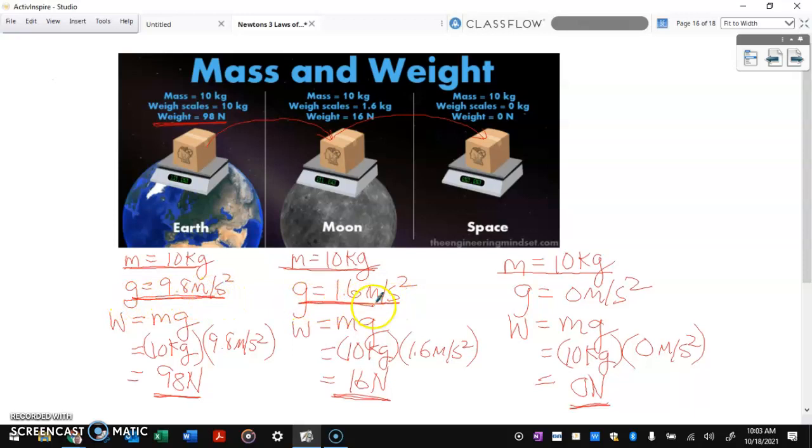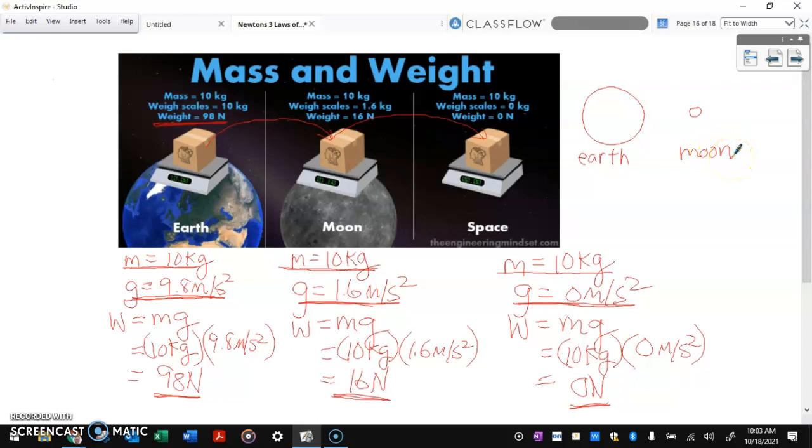Gravity does change. And remember that the gravity of the Earth compared to the moon, compared to space, depends upon how large the object is. How large the object is will determine the gravity. So if we look at the Earth, here is Earth. Earth is a much larger object than the moon. So the Earth would have much more gravity.